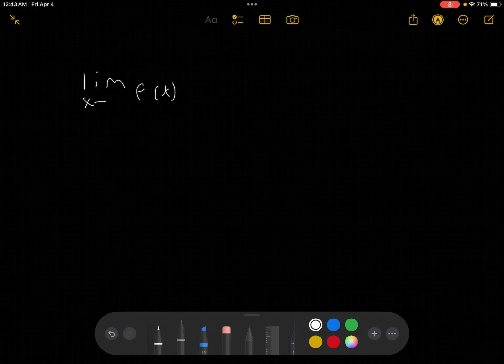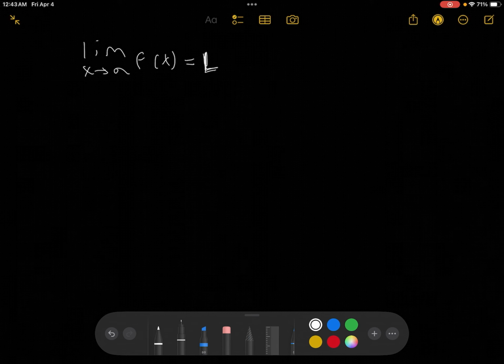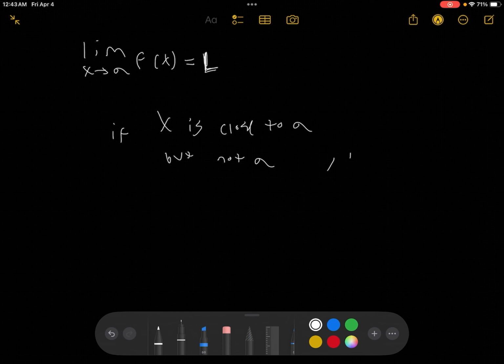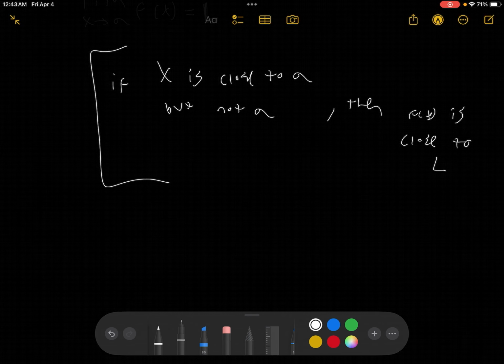So let's review the definition we had last time, which is that when we say that the limit of f of x as x approaches a is L, what we mean is that if x is close to a but not a, then f of x is close to L. So this is the definition we were working with last time, and let's try and make this much more formal.